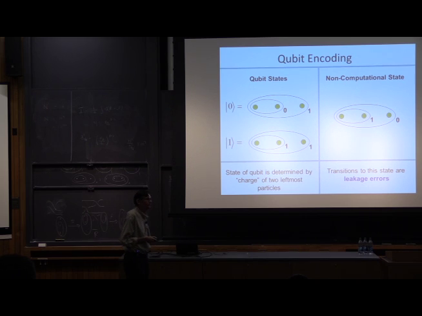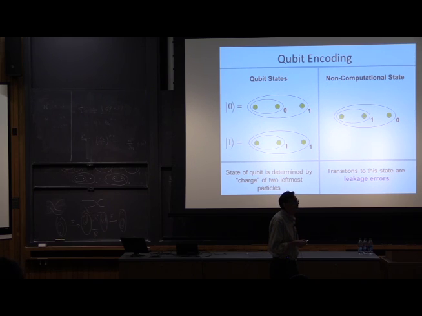Yes? Why don't you just use that state too? Like 0, 1, 2. Is it so bad? Use the state. Like you make superpositions of all 3. You could, but you'll see. I mean, first of all, one doesn't have as much freedom to carry out arbitrary operations.